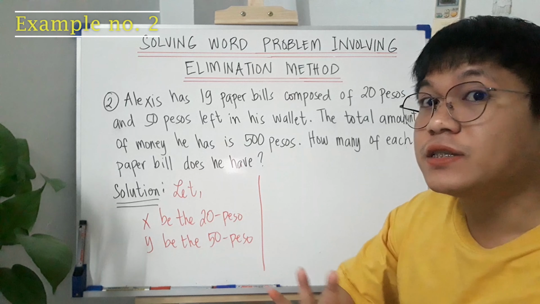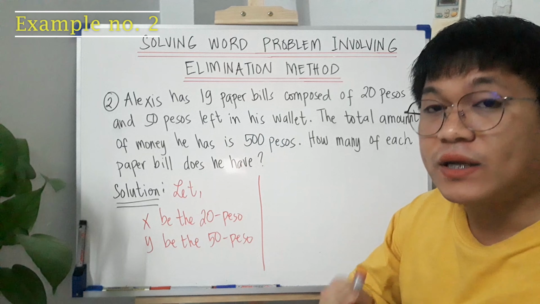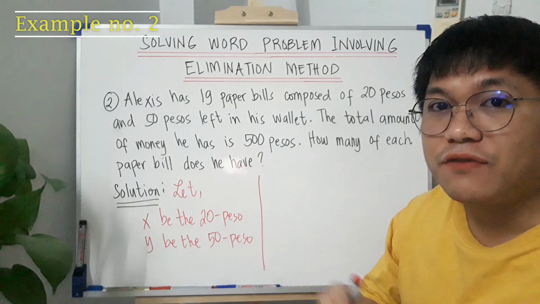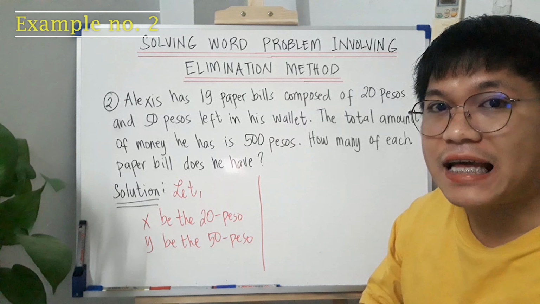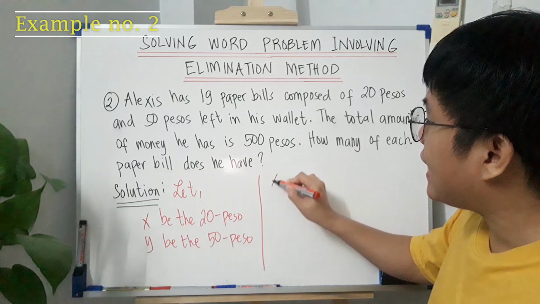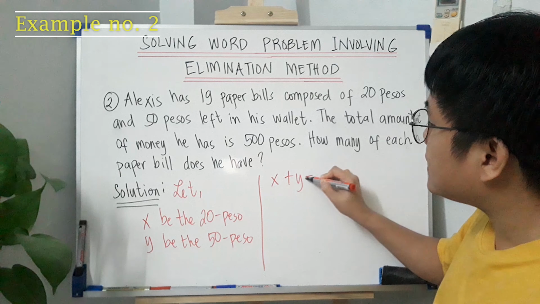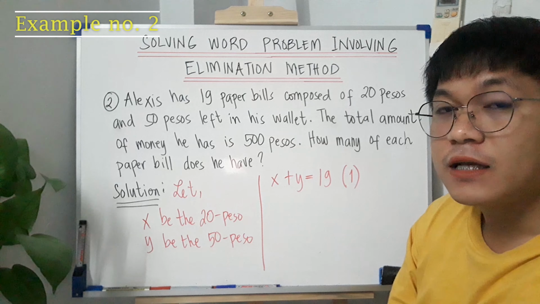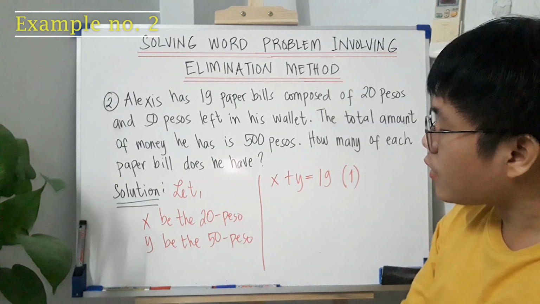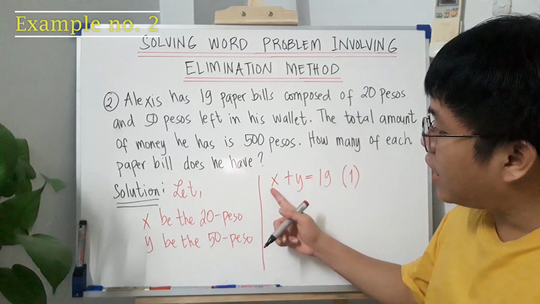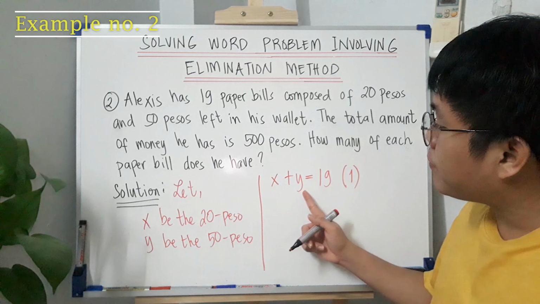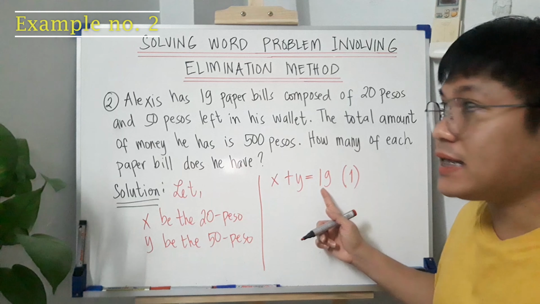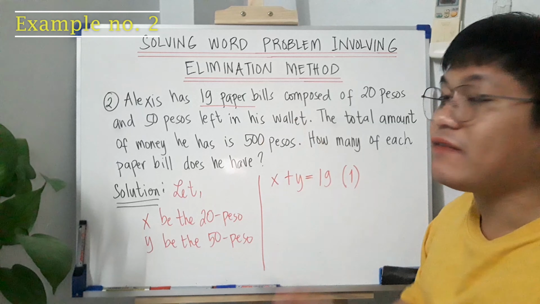So as I said, we don't know exactly the number of the 20 peso bill and the 50 peso bill. What we only know is that there are 19 paper bills in the wallet of Alexis. Therefore, we can have x plus y is equal to 19. So that will be our equation number 1. So why do we have this equation? We are just going to add the number of the 20 peso bill and the number of the 50 peso bill, which is equal to 19, because that is the number of the paper bills in the wallet of Alexis.